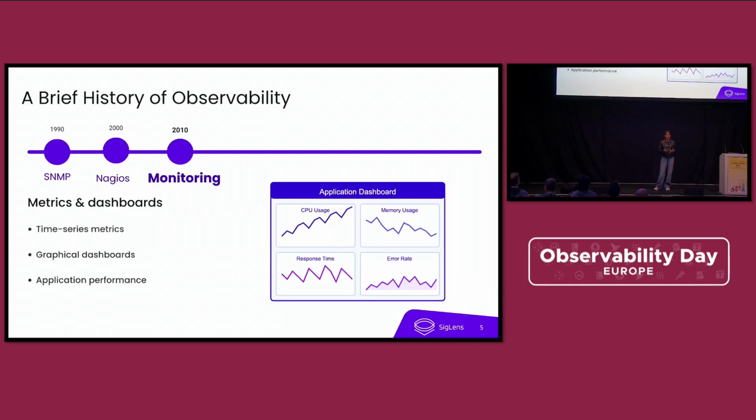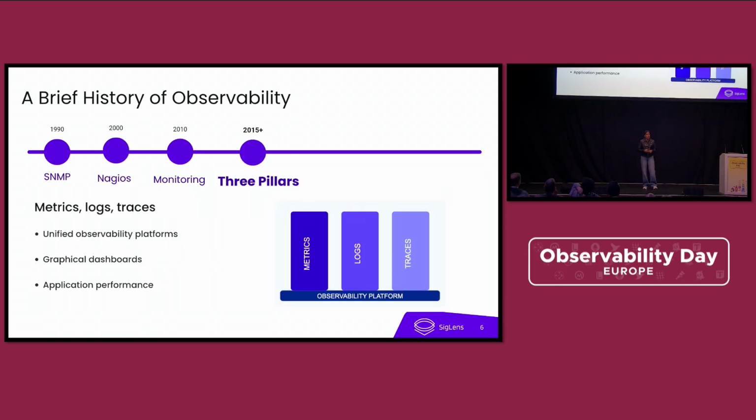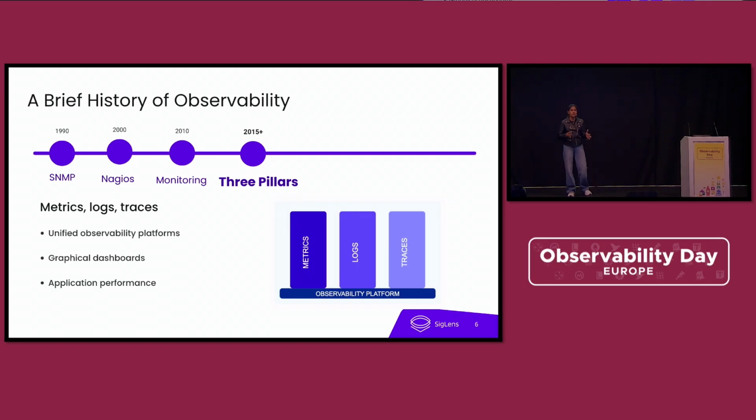Next, we went to monitoring. Instead of the red or green signals, we have dashboards and better insights into it. Next, observability became a thing, and people know about logs, metrics, and traces. We have a unified observability platform with all these three things. Metrics told us what is happening. Logs told us when it is happening. And traces help us see where it is happening.